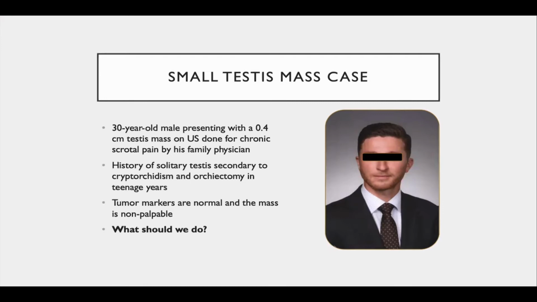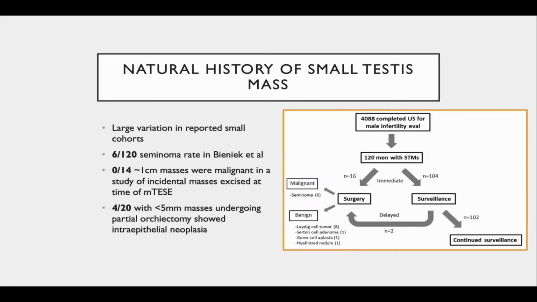So, what should we offer them? Surgery, surveillance. Before we dive into the treatment options, I think it's important to figure out what his risk from this is. So remember, he has a 0.4 centimeter, a 4 millimeter mass, with negative tumor markers.